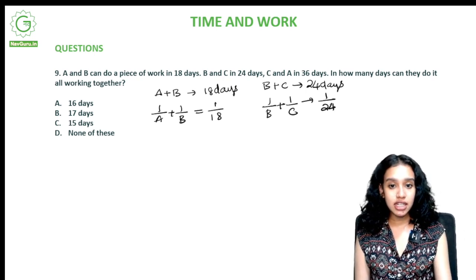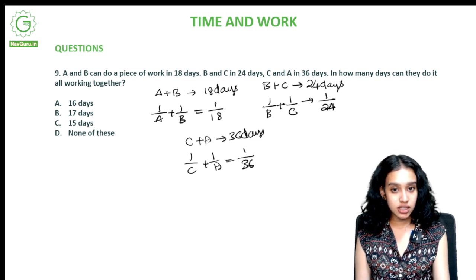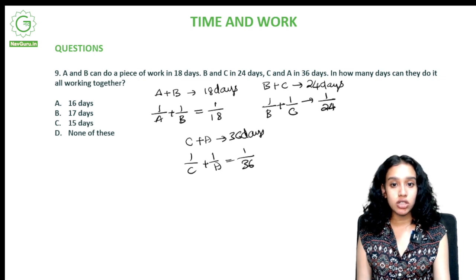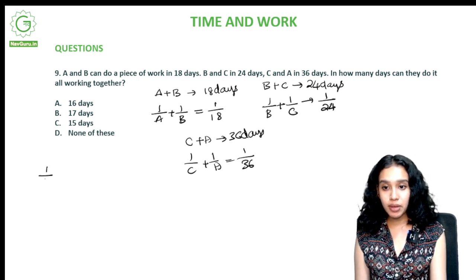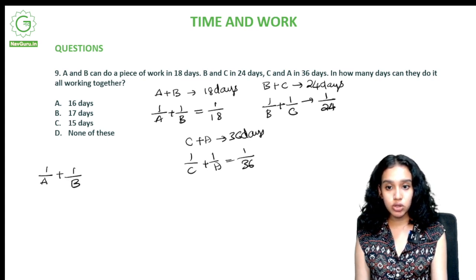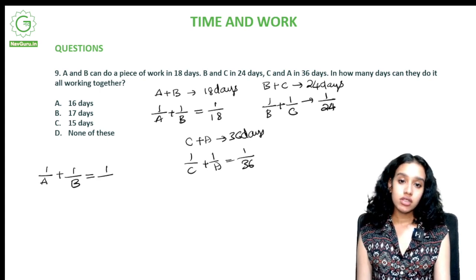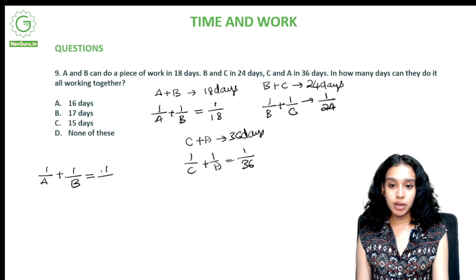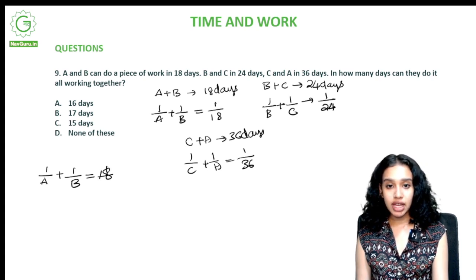Now C and A take 36 days. Now 1 by C plus 1 by A is equal to 1 by 36, right? Now in how many days can they do it all together? So we have 1 by A plus 1 by B is equal to 1 by 18, right? We could take it in that way: A plus B is equal to 1 by 18.